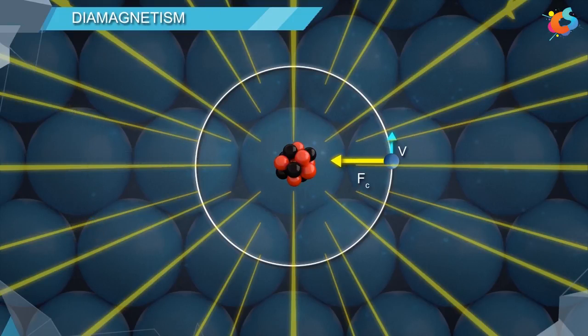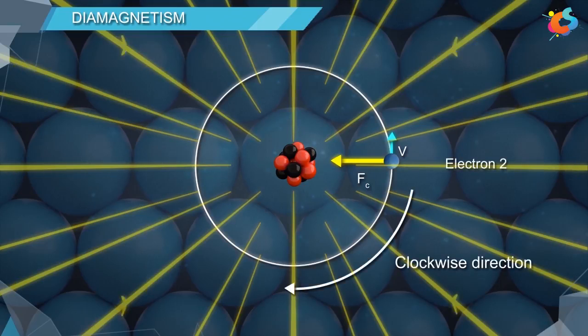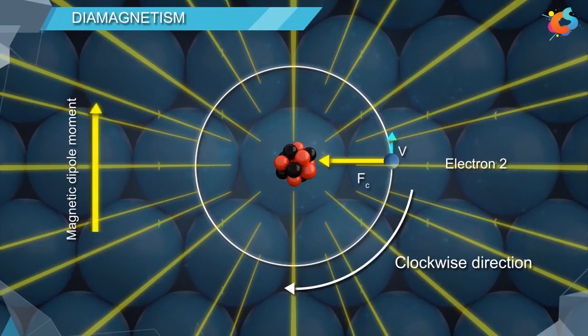On the other hand, in the case of an electron which is moving in clockwise direction, the Lorentz force acting on the electron will be in radially inward direction. Since these two forces are acting on the same line and in the same direction, the effective centripetal force acting on the electron will increase. Due to this, the velocity of the electron will also increase. Due to increase in velocity, the magnetic dipole moment of the electron will increase.